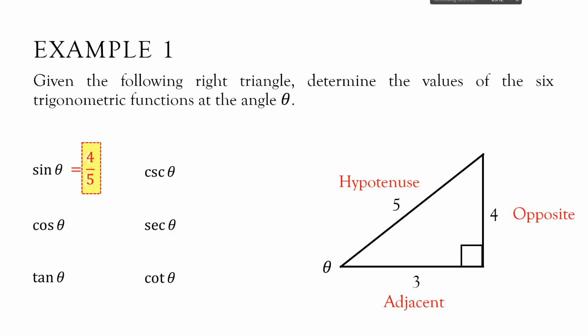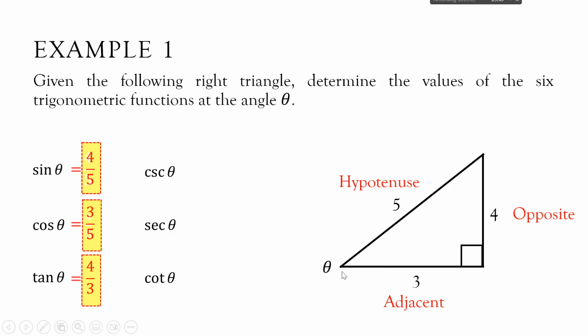Now let's move on to cosine. Cosine should be adjacent over hypotenuse. The adjacent is 3. The hypotenuse is 5. So I should have 3 over 5. Next is tangent. If I think of SOHCAHTOA again, tangent should be opposite over adjacent. So the opposite is 4. The adjacent is 3. I have 4/3. So I have the first 3 trig function values at this angle theta.